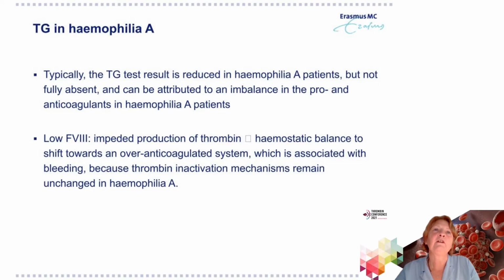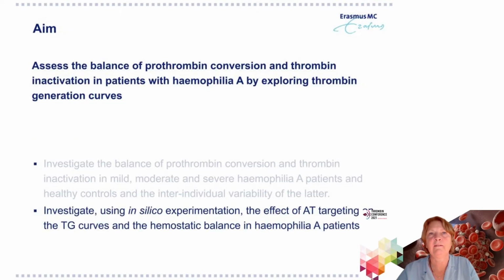So with a low factor 8, there's an impeded production of thrombin, and it shifts the hemostatic balance towards an over-anticoagulated system, which is associated with bleeding because thrombin inactivation mechanisms remain largely unchanged in hemophilia A.